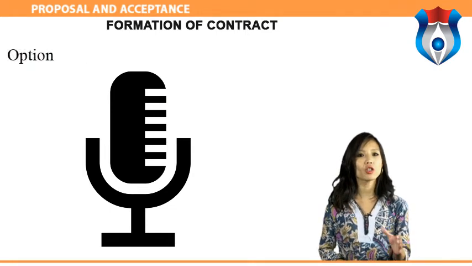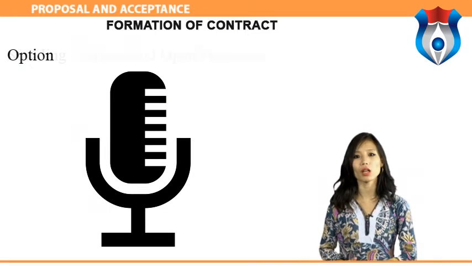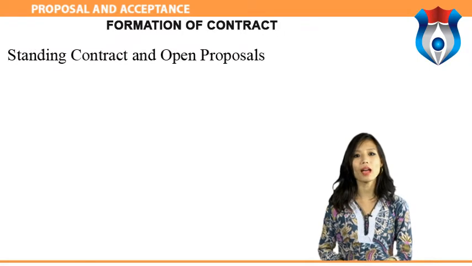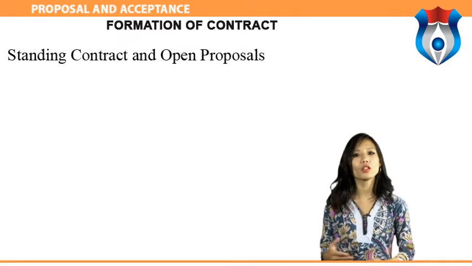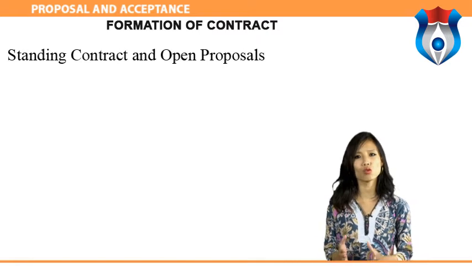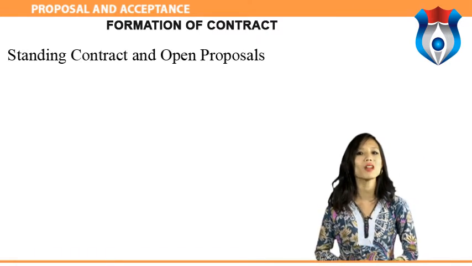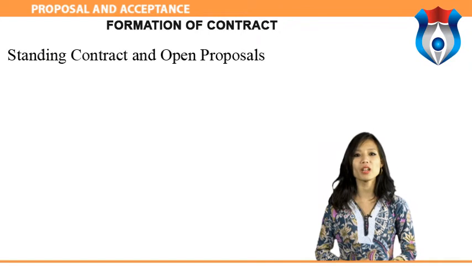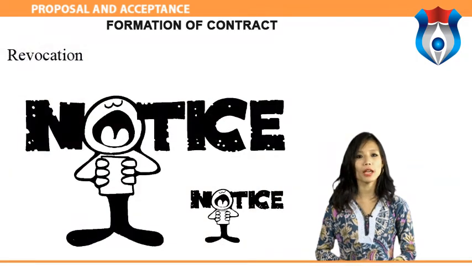Option. An option is a conditional contract to do something. Standing contract and open proposal. Contracts for the supply of goods over a period of time are sometimes so worded that the buyer has an option as regards the quantity to be purchased and the time of purchase. Such contracts are called standing contracts. Revocation. Revocation of an offer.